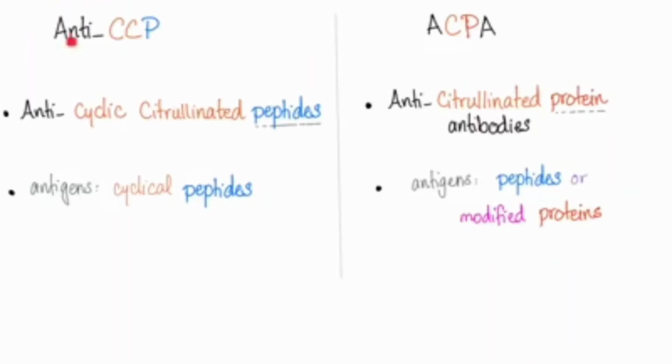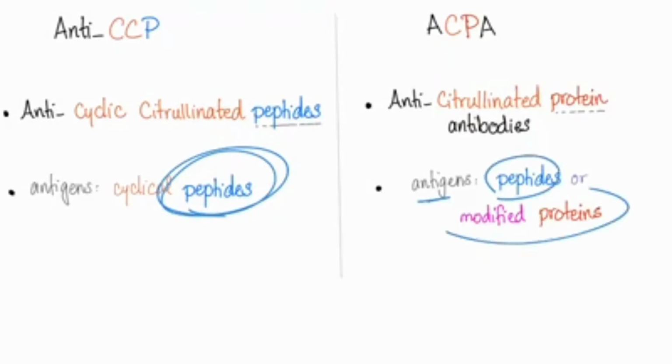And now for the first time you understand why we call them anti-CCP, something your professor will never tell you. Anti-CCP is not the same thing as ACPA, because anti-CCP is anti-cyclic citrullinated peptide, ACPA is anti-citrullinated protein antibodies. These are antibodies against cyclical peptides. These are antibodies against peptides or modified proteins.